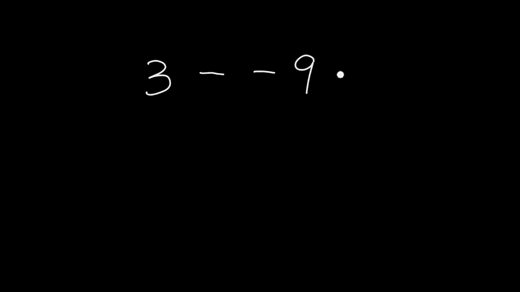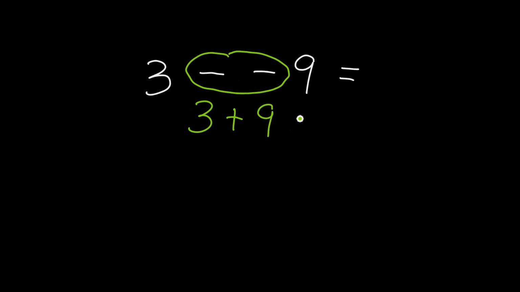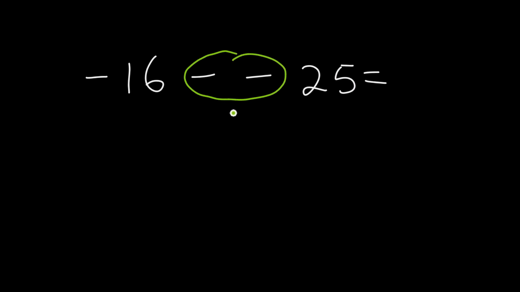Now let's try 3 minus negative 9. As you can see, there are two negatives, and they will always turn into a positive. Now we have 3 plus 9. 3 plus 9 is 12. Here's another example. Negative 16 minus negative 25. So, circle the negatives, and this will change to a plus sign. And now this will be negative 16 plus 25.